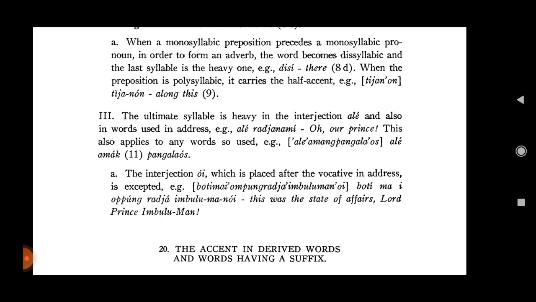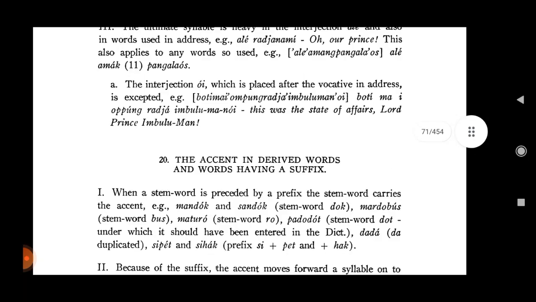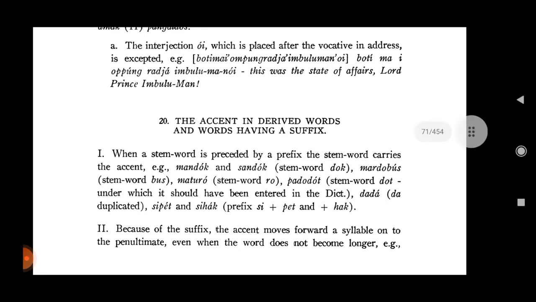The ultimate syllable is heavy in the interjection ale and also in words used in address, e.g. Alera Janami or our prince. This also applies to any words so used, e.g. Aleyamang pangalaos, aleyamak pangalaos. The interjection oi, which is placed after the vocative in address, is accepted, e.g. Boti may opung raja imbuluman oi. This was the state of affairs, Lord Prince Imbuluman.